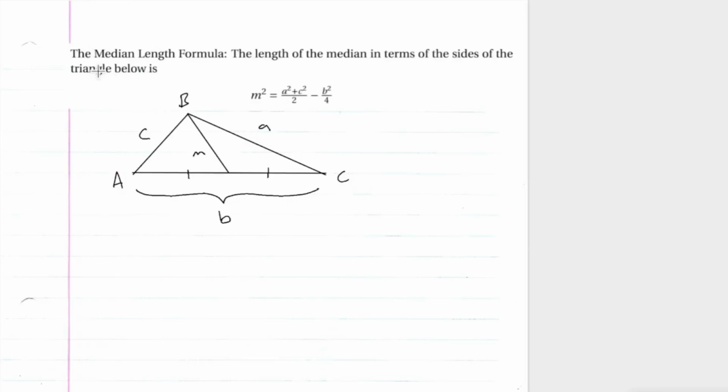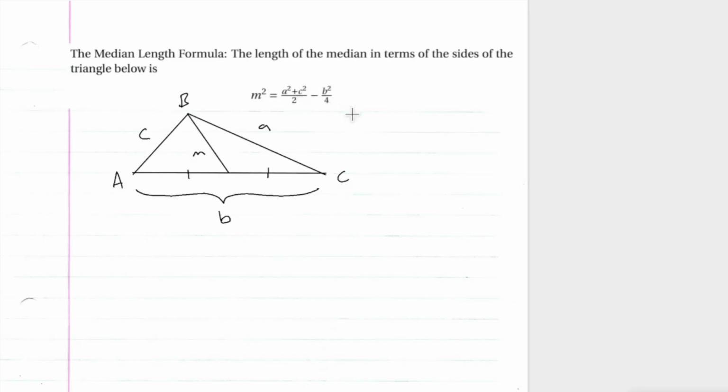All right, so we're going to prove the median length formula, which states that the length of the median in terms of the sides of the triangle below is: the median squared is equal to a squared plus c squared divided by 2 minus b squared over 4.